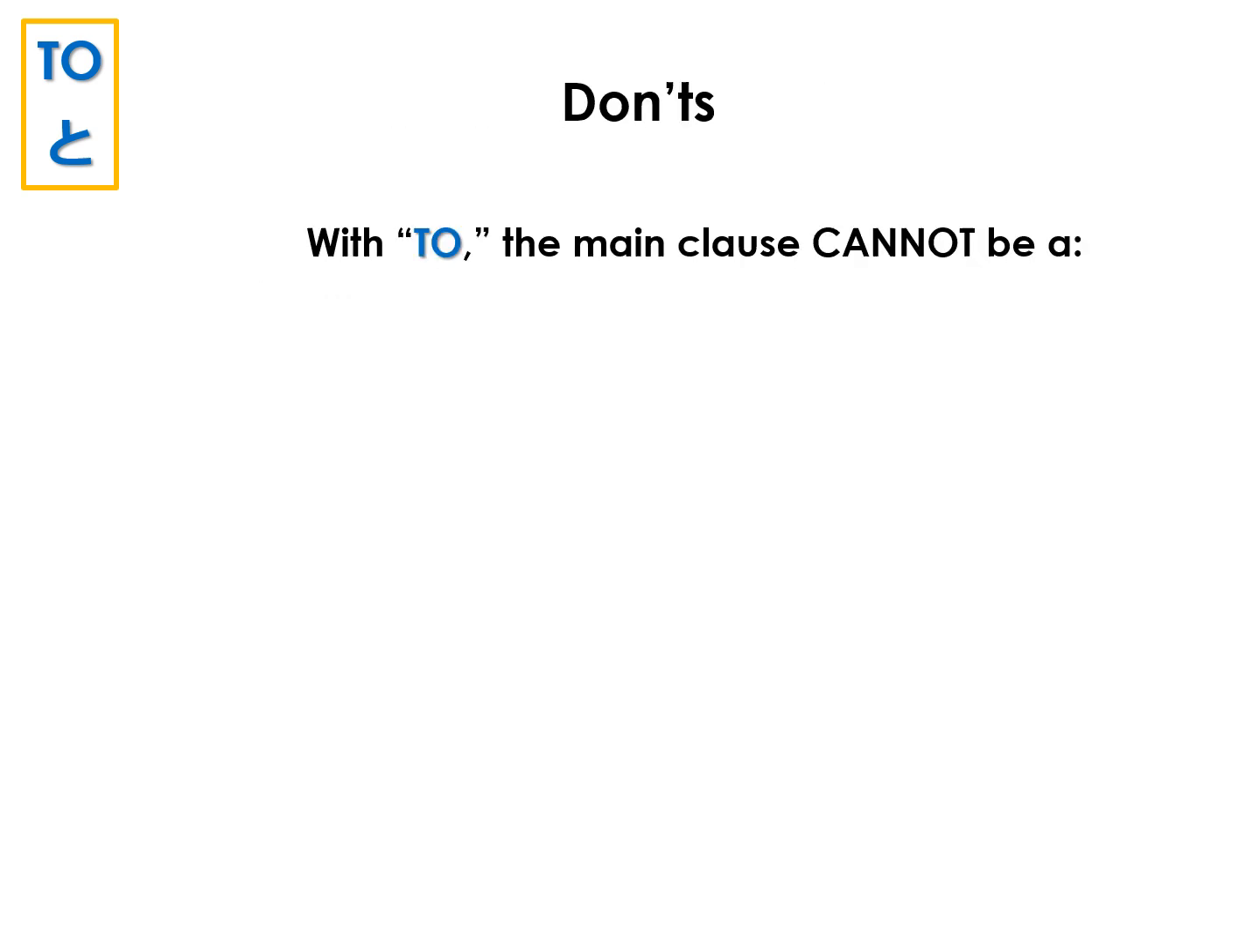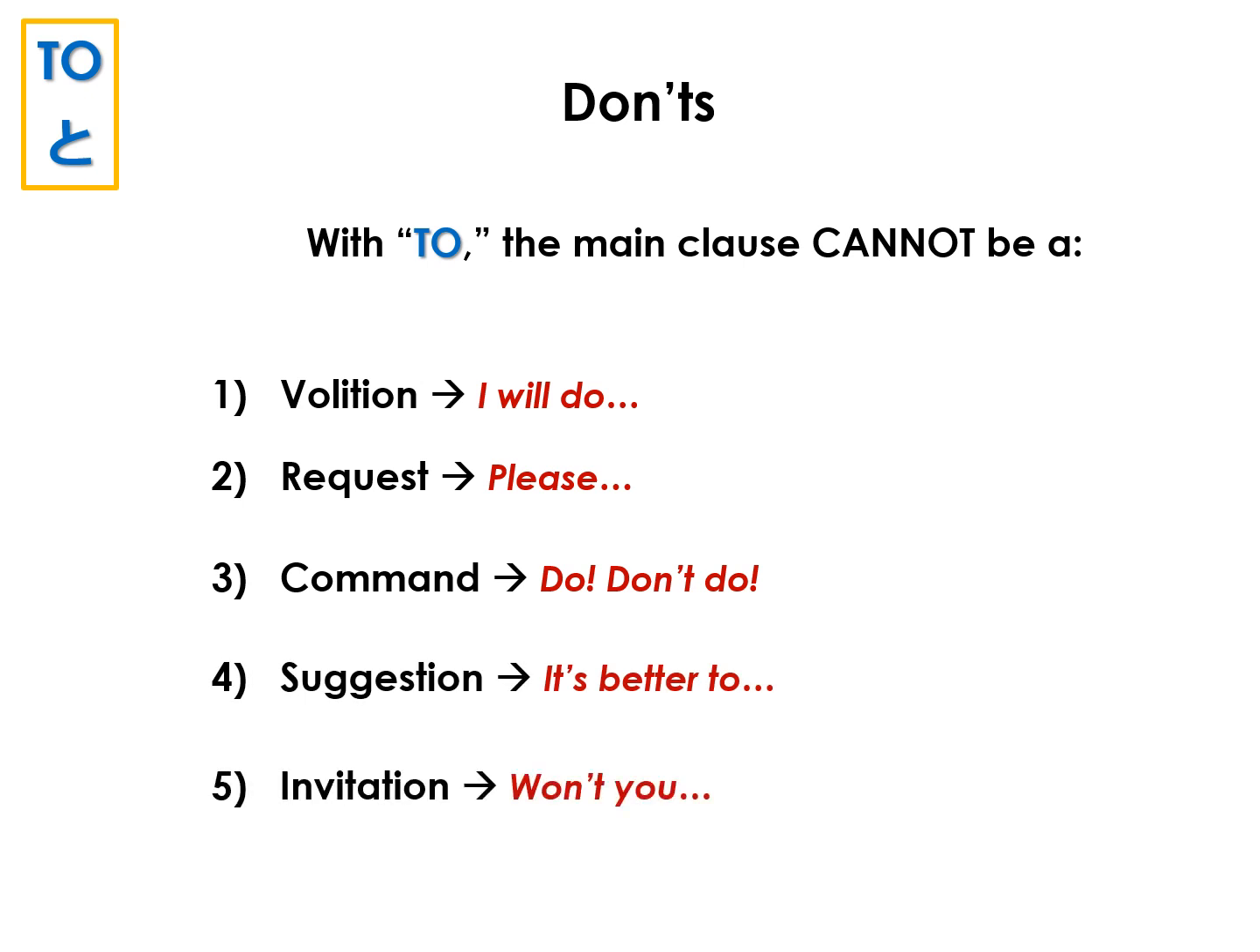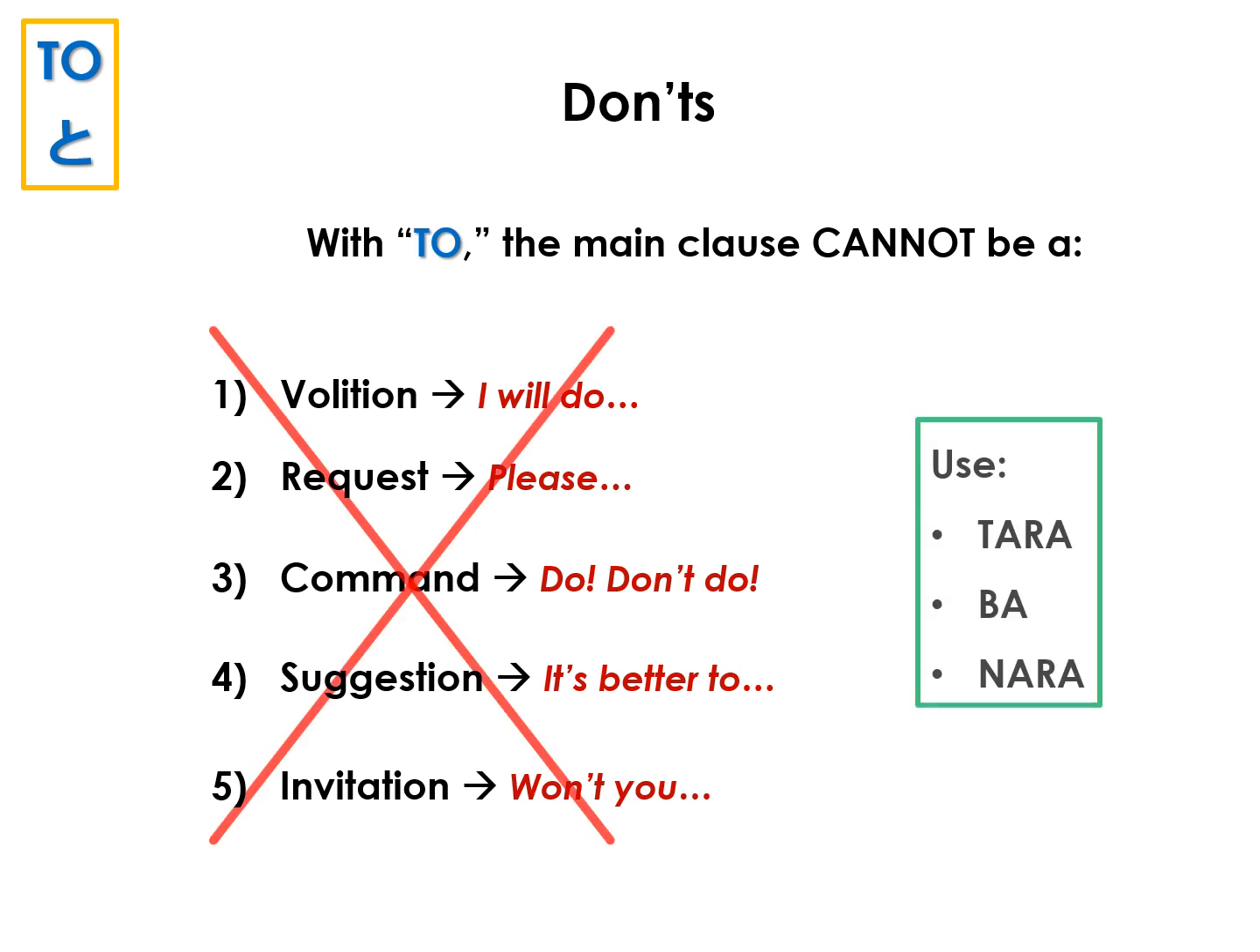Now, the to conjugation has the most restrictions of the 4 conditionals. To cannot be used to express volition or I will do sentences. No requests, no commands, no suggestions, and to can't be used to make invitations. If you want to form any of these kinds of sentences, you need to use one of the other three, the tara, ba, or nara conjugations.